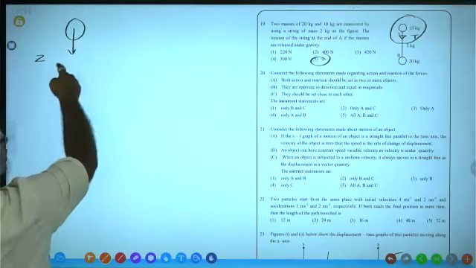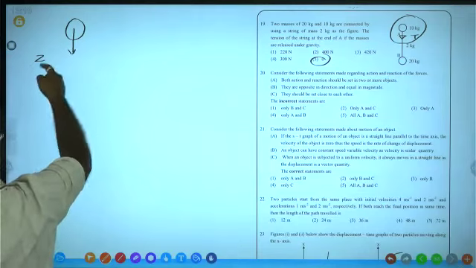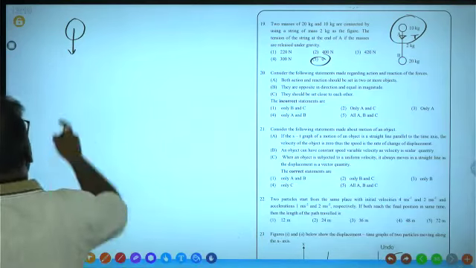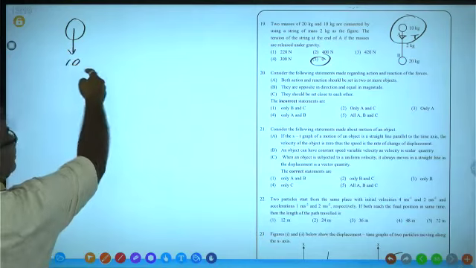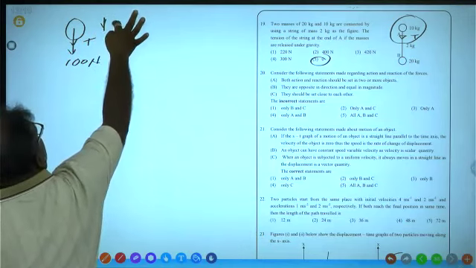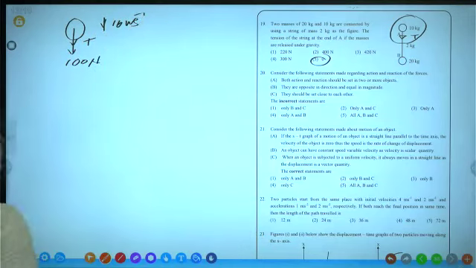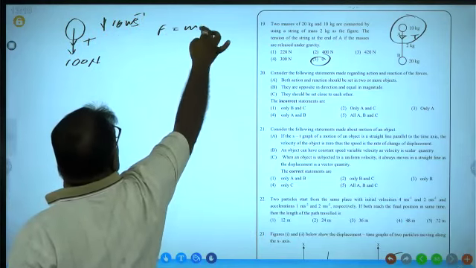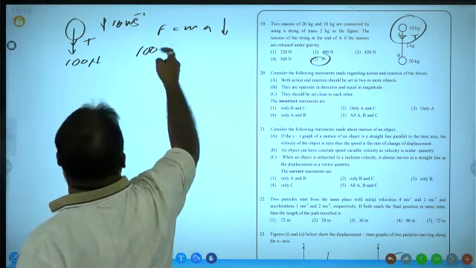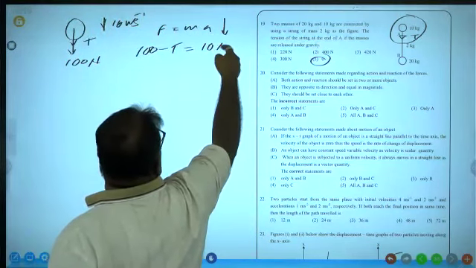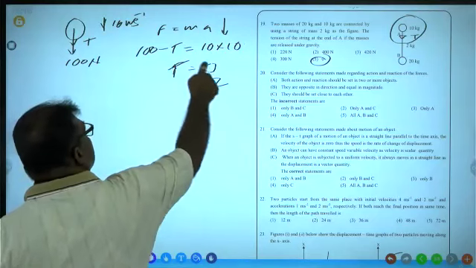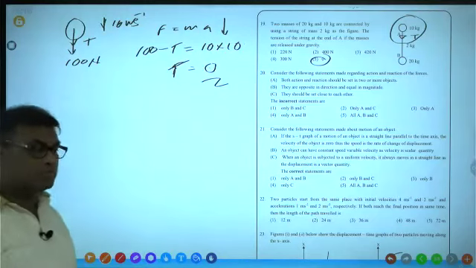Weight is 10, right? Ten kilogram. It's 100 Newton. Tension is T. Gravitational acceleration 10 ms minus 2. Then F equals ma towards downward, right? F downward: 100 minus T equals mass 10 times acceleration 10. T becomes 0. T is 0. Done.